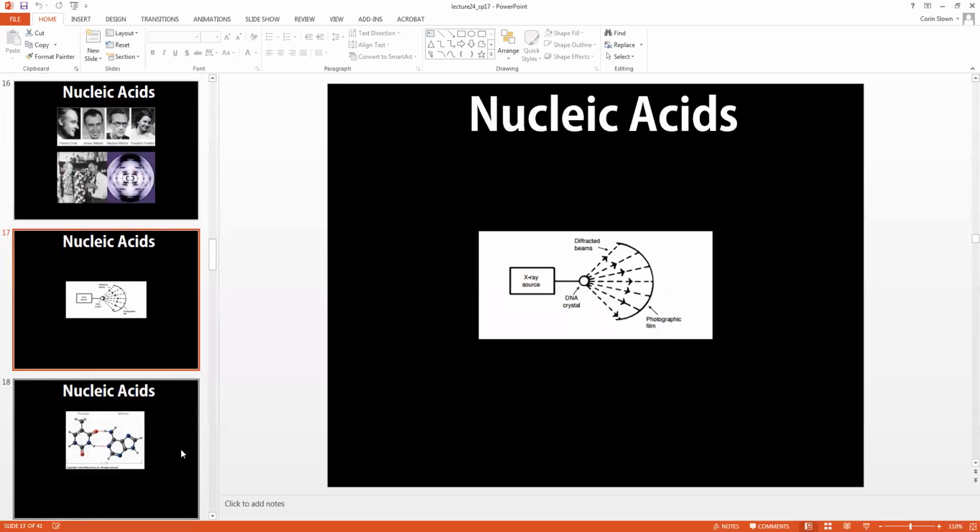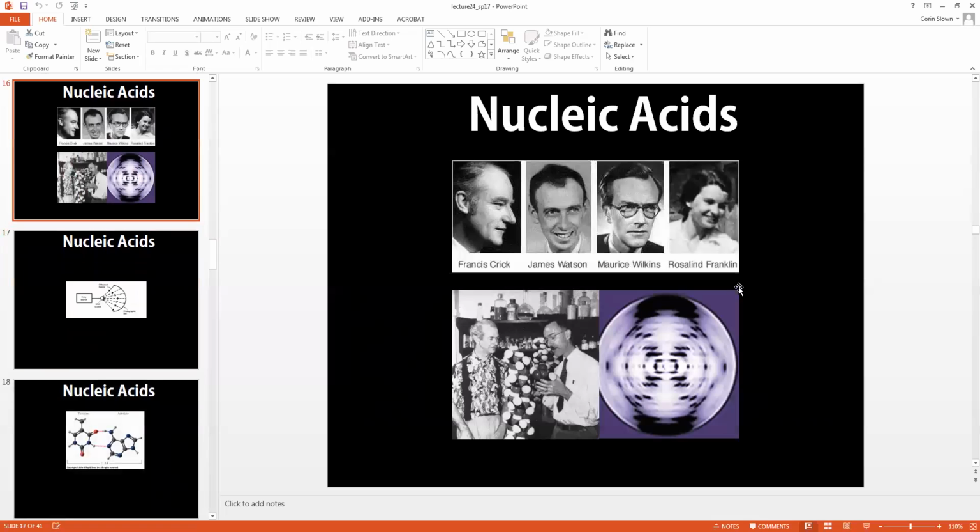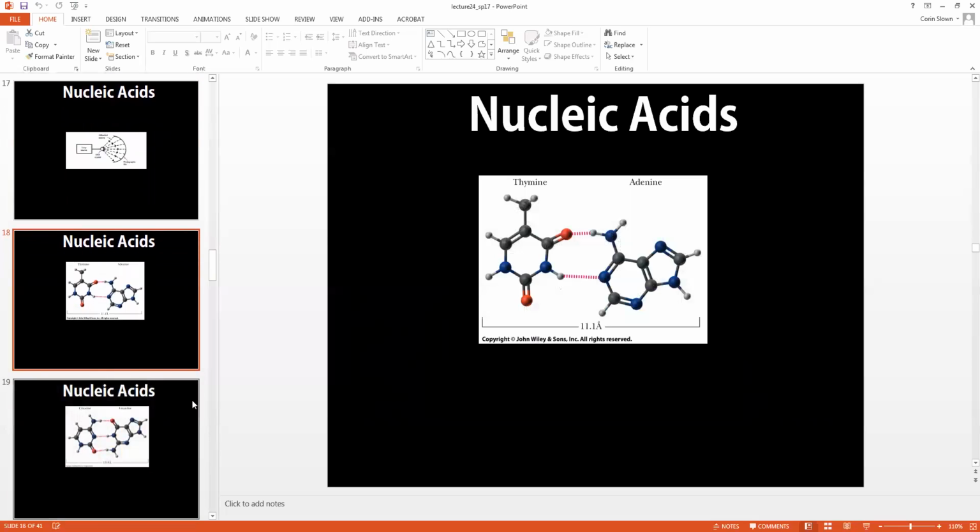So if we think about what that data would look like, it's an X-ray source that is applied to a DNA crystal, and then these diffracted beams are captured by photographic film. That's what created this image that you see here, which is what gave the clue as to the helical nature of DNA.